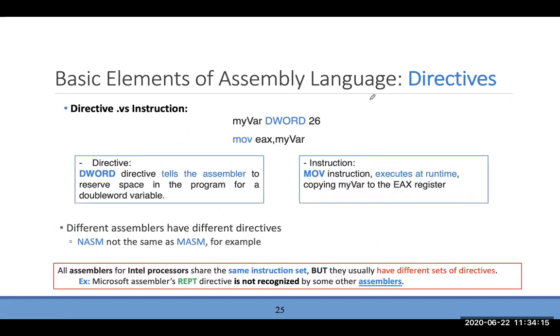And as I said, there is a difference between an instruction like MOV and a directive like DWORD. The instruction is going to be part of the executable. The directive is not going to be part of the executable, because it only tells the assembler to preserve a space of size what? 4 bytes. That's it.